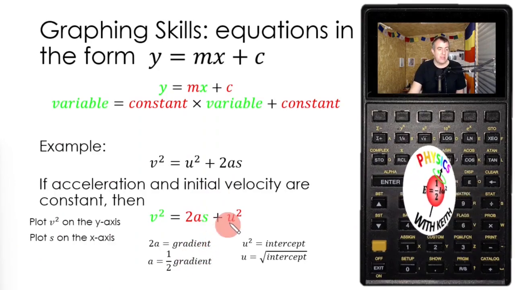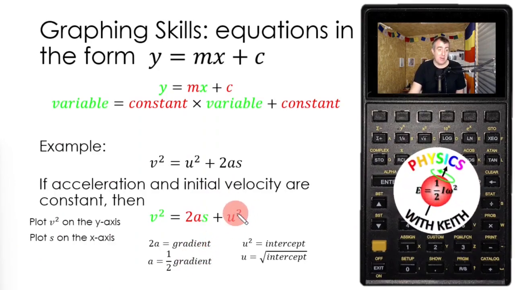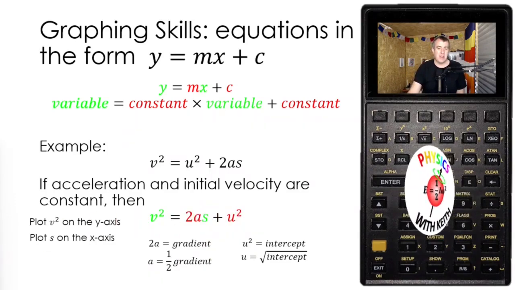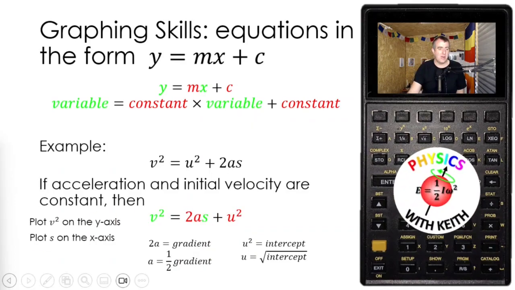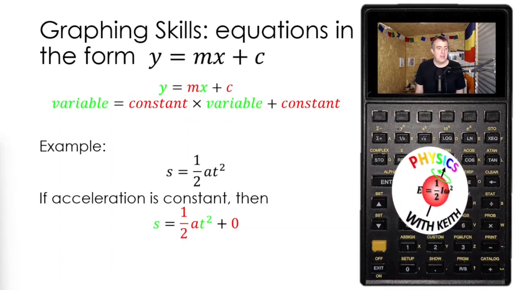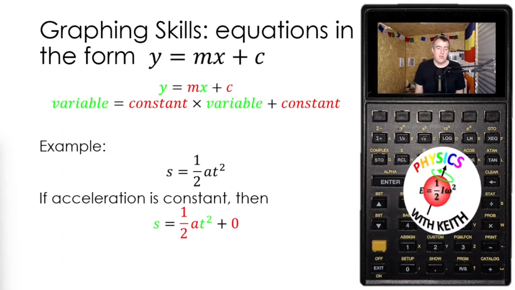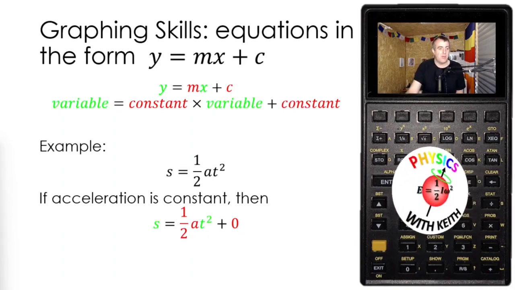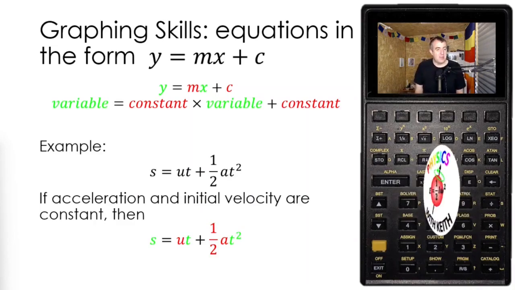You want to know what u is? Well, u squared is the intercept, so u is the square root of the intercept. And you can rearrange these equations however you like. You know, we could look at s equals half at squared. No problem. Well, the y-intercept is 0. That's boring. No problem. But what if we had a y-intercept?